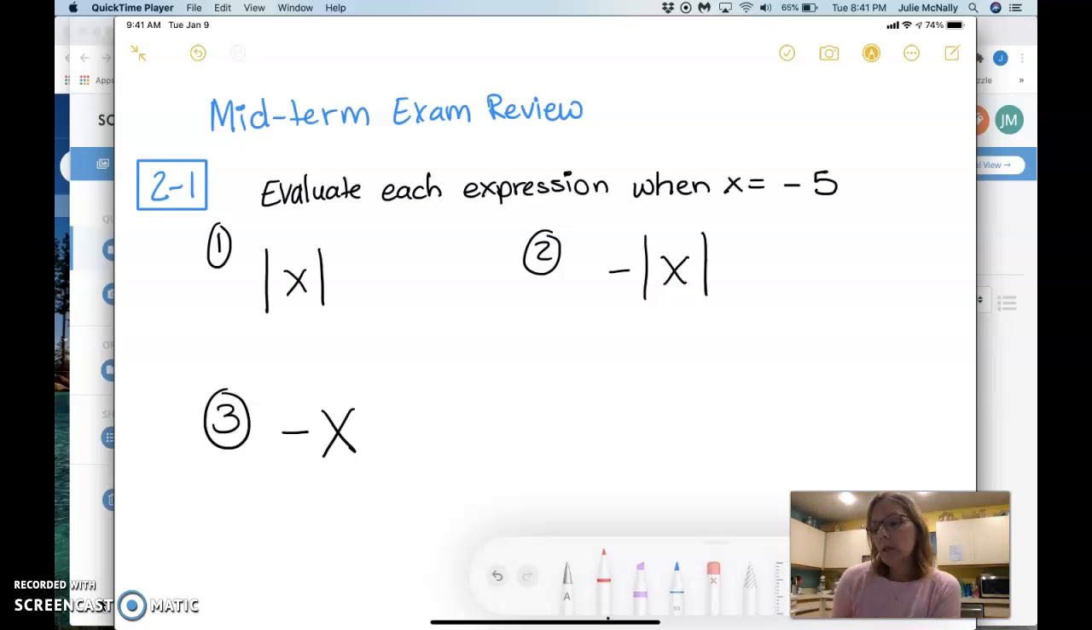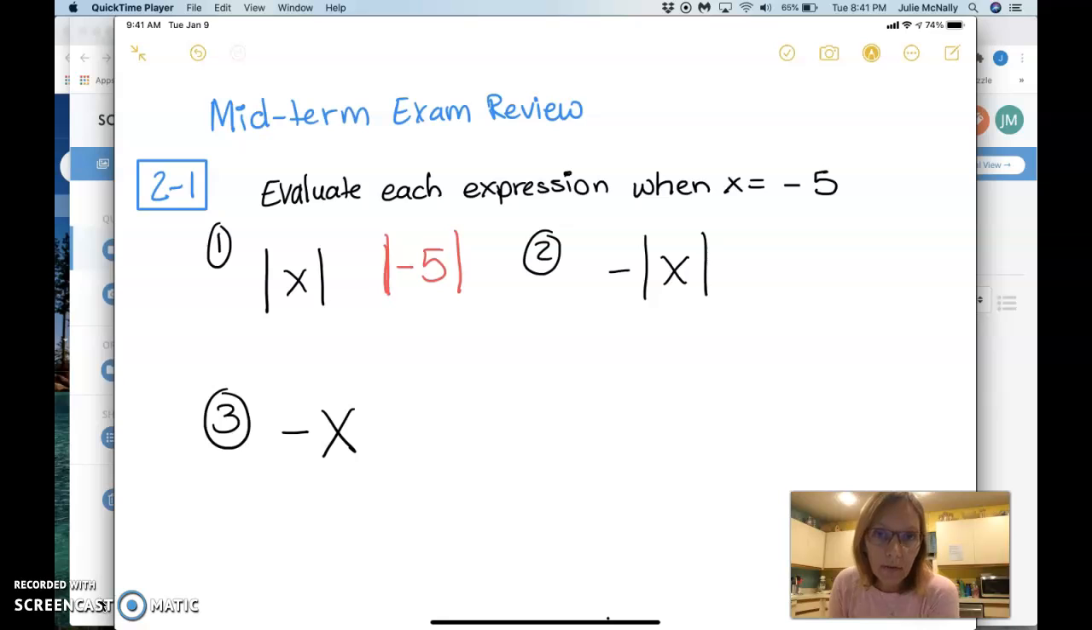Okay? So the first section is evaluate each expression when x equals -5. So what I'm going to do is plug in that -5 for x and then solve each problem. So if I plug in -5 here, I have the absolute value of -5. What's the absolute value of a number? It's how far that number is from 0. How far is -5 from 0? It's 5 spaces away. So the absolute value of -5 is 5.